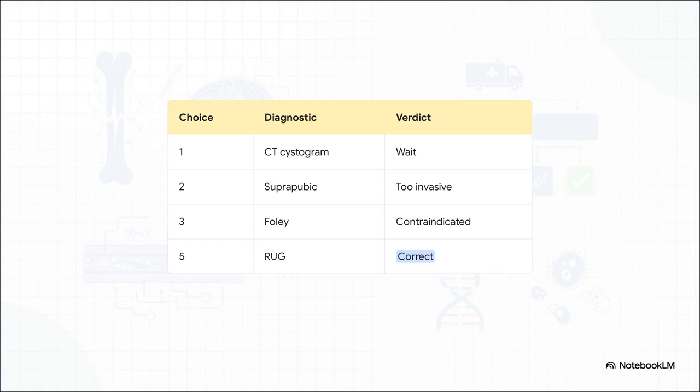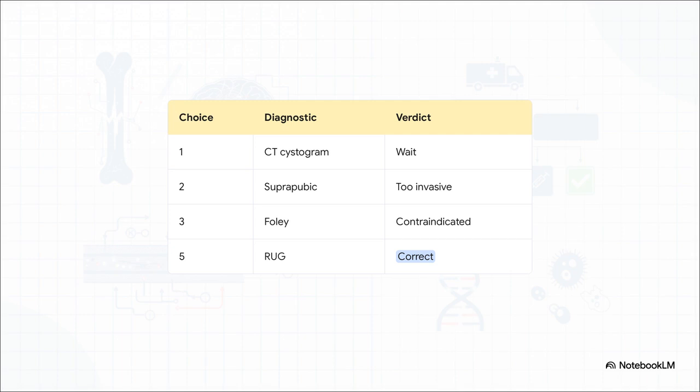Choice 3, Foley insertion, is absolutely contraindicated due to that single drop of blood at the meatus, regardless of the normal prostate exam. The mechanism of a pelvic ring fracture dictates high suspicion. Choice 1, CT cystogram, evaluates the bladder, but you literally cannot safely pass the necessary catheter to fill the bladder with contrast until the urethra is cleared. Choice 2, suprapubic catheterization, well, that might be the eventual treatment if the urethra is completely transected, but it is way too invasive to be the first diagnostic step.